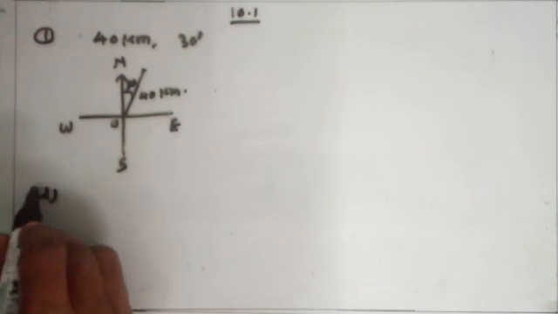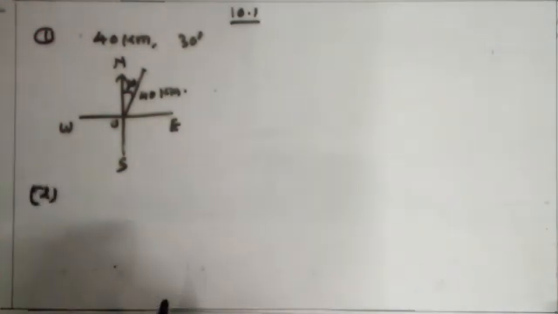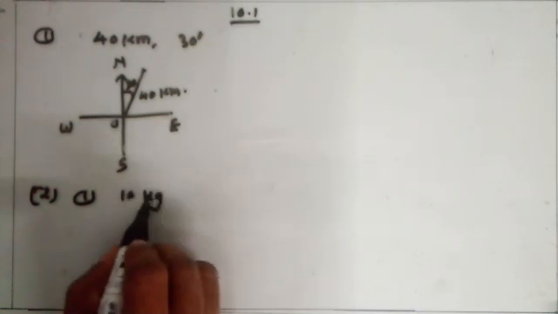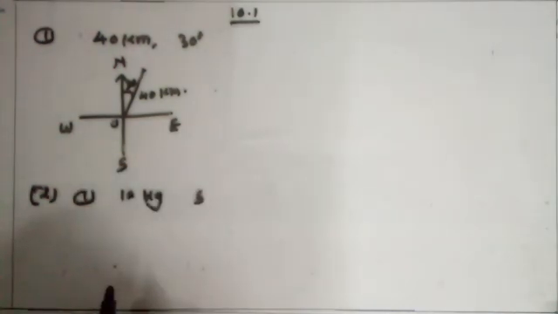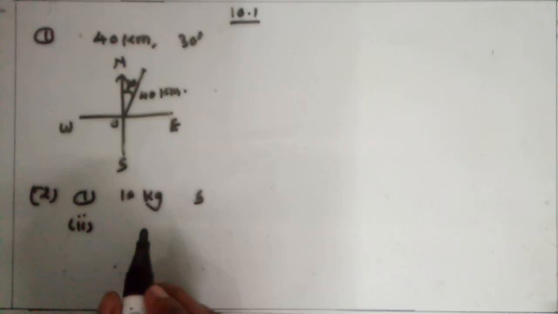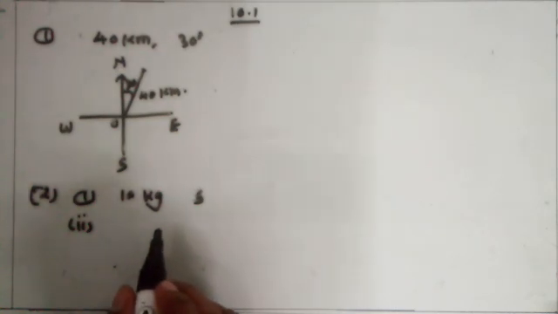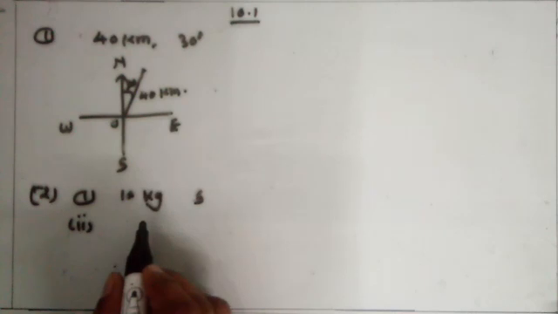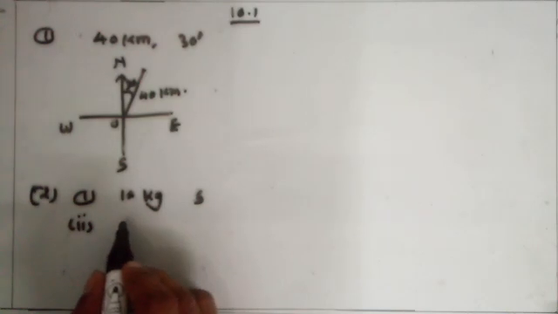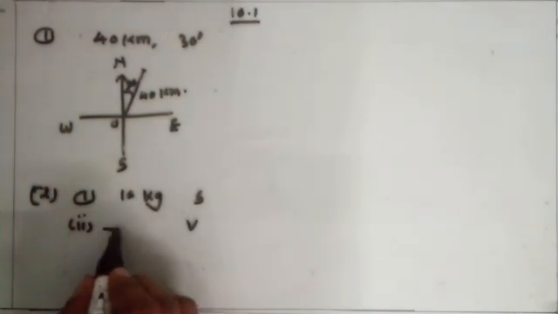Now question number 2. Classify the following measures as scalar and vector. Number 1, 10 kg is a scalar, we know that. Number 2, 2 meter northwest. Here this quantity has magnitude 2 meter as well as direction northwest. So this is a vector.